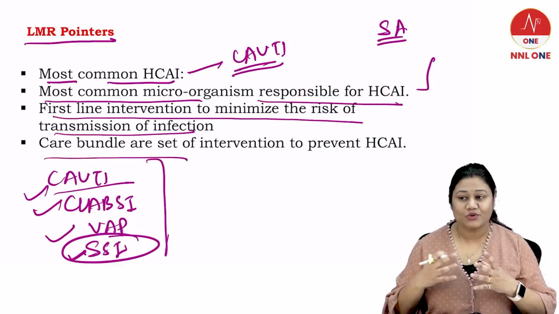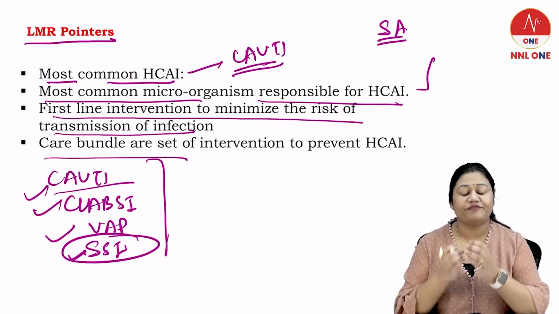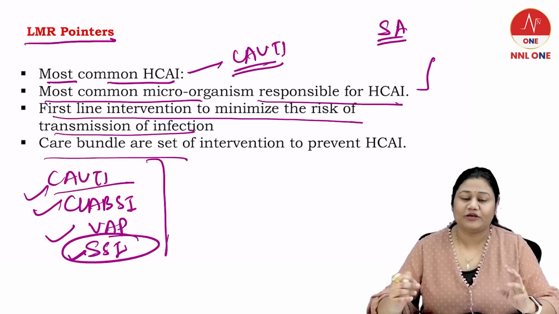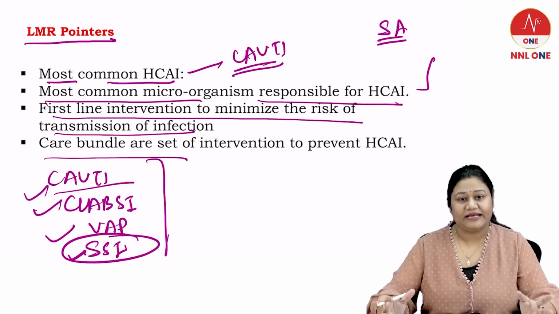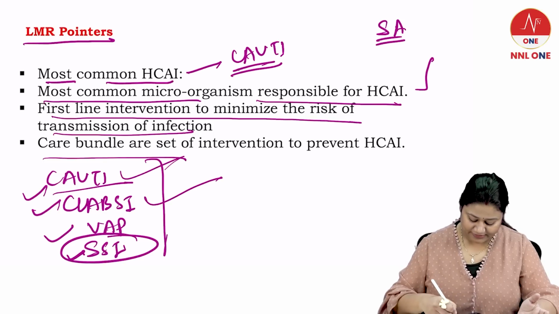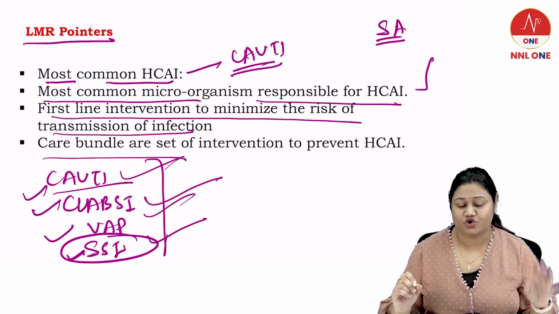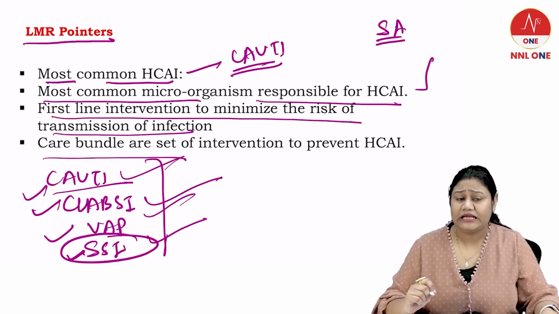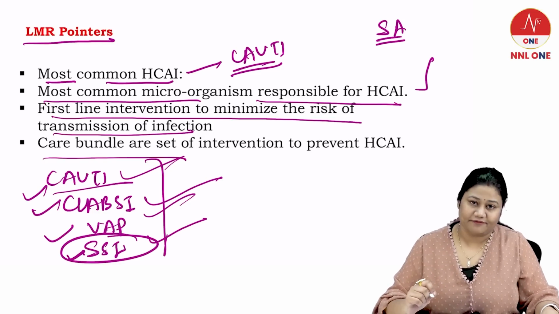The care bundle. So in order to minimize the risk of development of these nosocomial or healthcare associated infection, we do have a checklist which is called as care bundle. So COTI care bundle, CLEPSI care bundle, VAP or SSI care bundle should be used in the clinical setting to minimize the risk of hospital acquired infection, right?